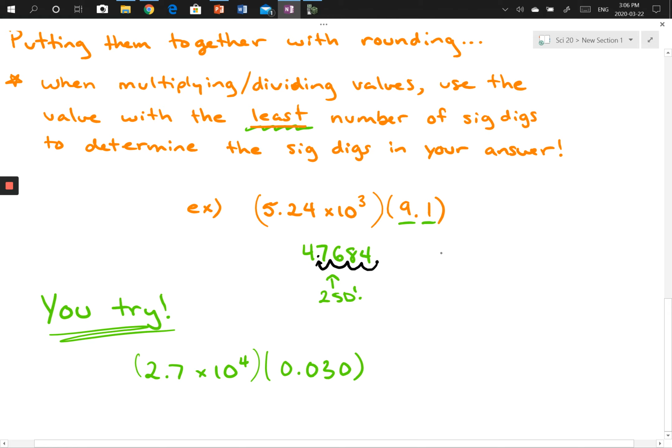So my new number is going to be 4.7684 times 10 to the 4. But I got a problem. I need 2 sig digs. So I'm going to round this. There's my 2 sig digs. I need to look next door to see if I have to round that 7 up or keep it the same. The 6 tells me I have to round up. So this number is going to become 4.8 times 10 to the 4.